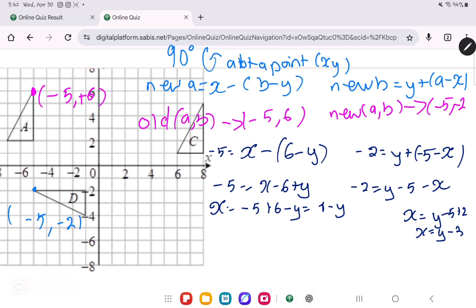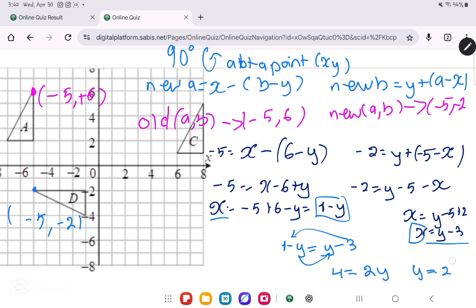Now very simply just substitute them. You get that x is equal to 1 minus y, and x is equal to y minus 3. So 1 minus y is equal to y minus 3. Bring this to the side, bring this to the side. You will get that 3 plus 1 is 4, which is equal to 2y. And just like that, the value of y is equal to 2.